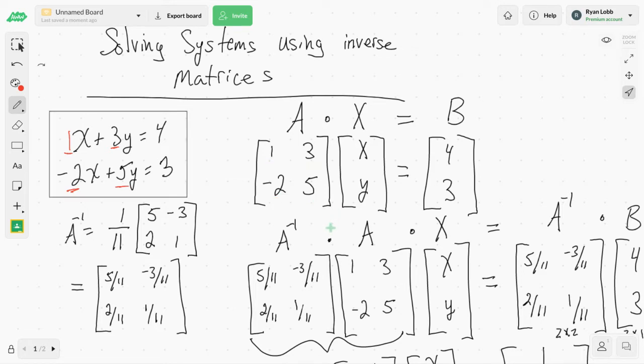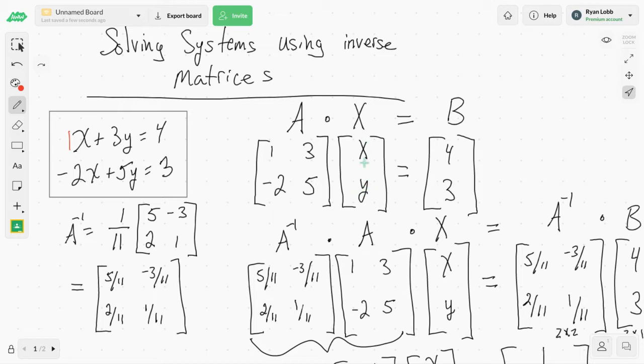Then I have my variable matrix, X, Y. So you're going to have a little column matrix that has your two unknowns, X and Y. And then you've got your solution here, 4, 3, that goes on the other side. So we have my coefficient matrix times this variable column matrix, and then my solution. That sets up my equation.